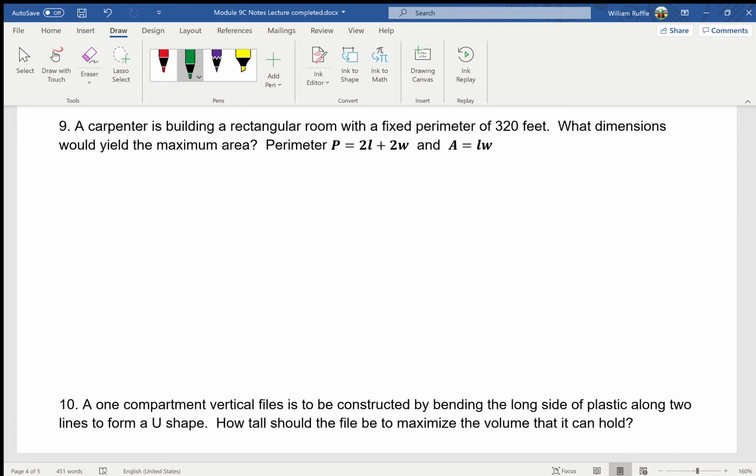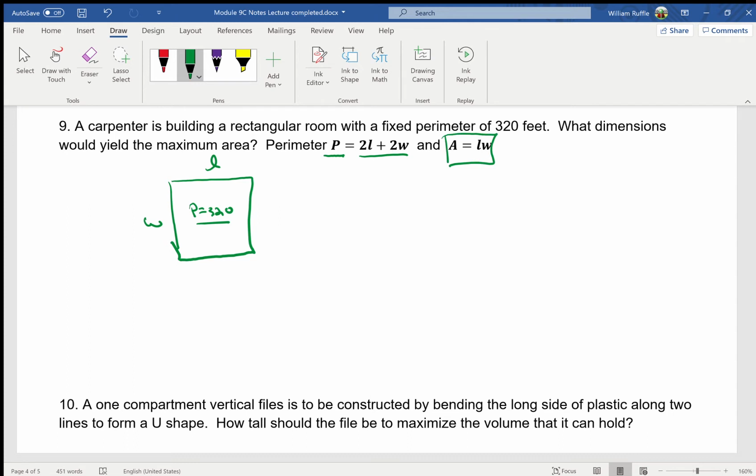So we're trying to build a rectangular room. Again, it's not a perfect drawing here. It's a fixed perimeter of 320 feet. So I know the perimeter is 320 feet. If I add up all 4 sides, it's equal to 320. And then we're going to have the width and the length. Obviously there are 2 widths and there are 2 lengths, so that's why the perimeter is equal to 2L plus 2W. And this is the function we're trying to maximize.